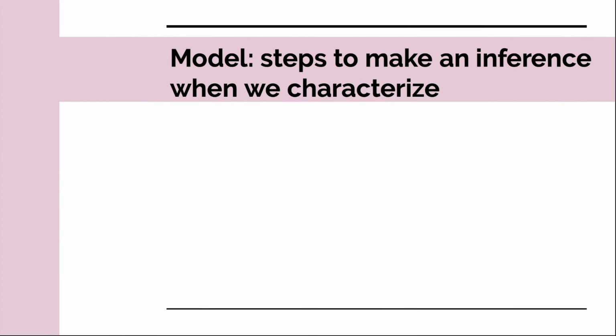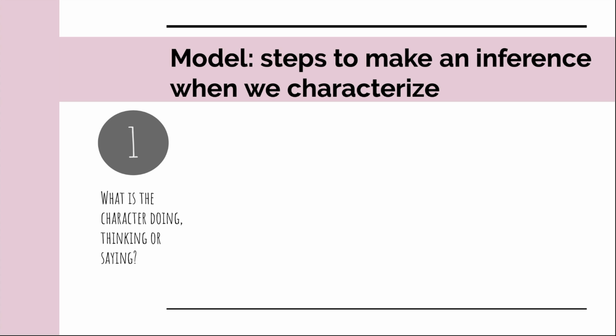There are 4 main steps that we can take to help us characterize using inferences. I'm going to model these steps for you with an article that you're going to read for homework Tuesday night. The first step is to figure out what is the character doing, thinking, or saying. Step 2 is to figure out how is the character feeling. For this part, you may have to do a little bit of inferencing, whereas the first part is just going into the text and finding explicit, meaning things that are literally said in the text to show what the character is doing, thinking, or saying.